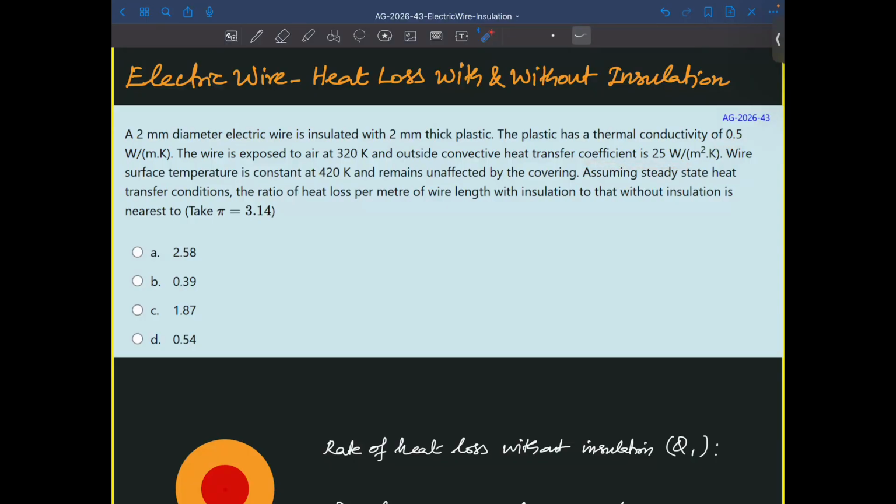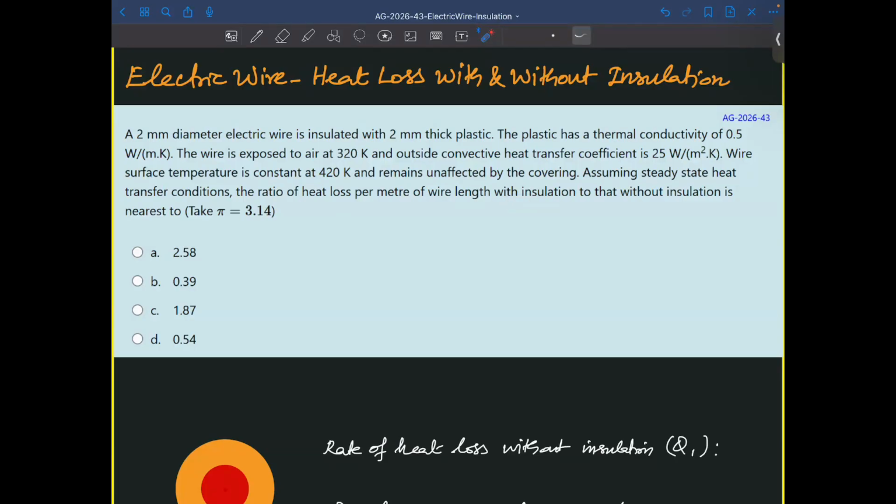The surface temperature of the wire is given as 420 Kelvin, and the surrounding air is available at 320 Kelvin. There is a temperature difference of 100 Kelvin available. We need to compare the heat loss per meter of wire length with and without insulation.